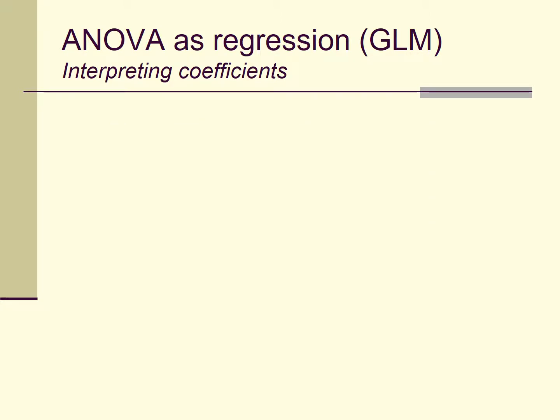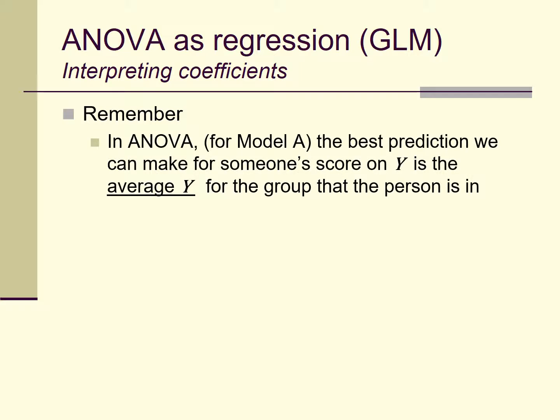Now, in order to do this, I need to remember an important point, and that point is that in ANOVA, for the augmented model, the best prediction that we can make for someone's score on the outcome variable is going to be the average for the group that that person is in. So if I show you my data and I say, okay, here's this one person in my data set, what's your prediction for what his score is going to be on the outcome variable? If you don't know anything else about the person, the best prediction you can make is based on whichever group that person's in. So if I say, oh, that person's in the placebo group, your best guess for her level of the outcome variable will be the average for people in the placebo dose group.